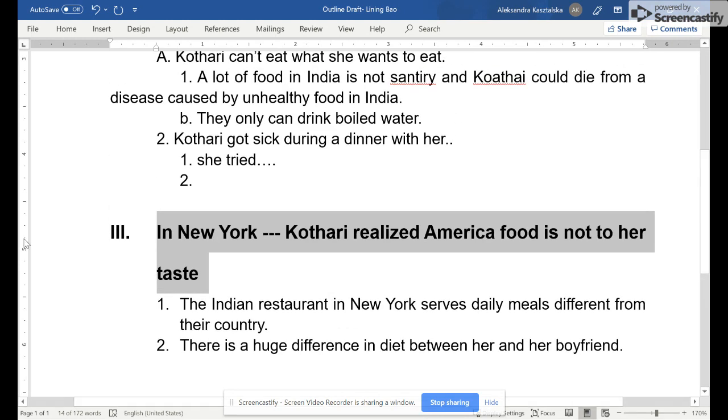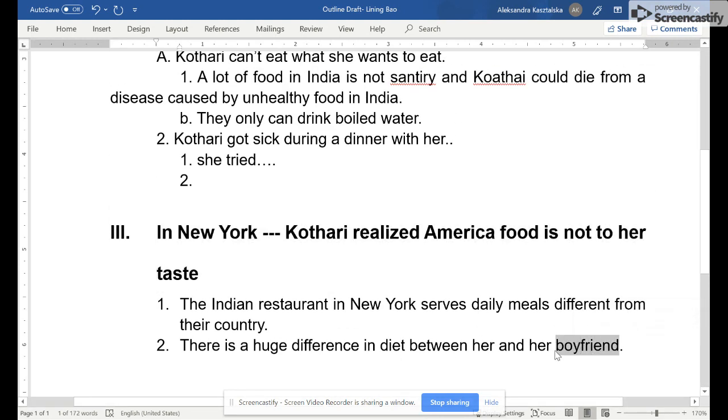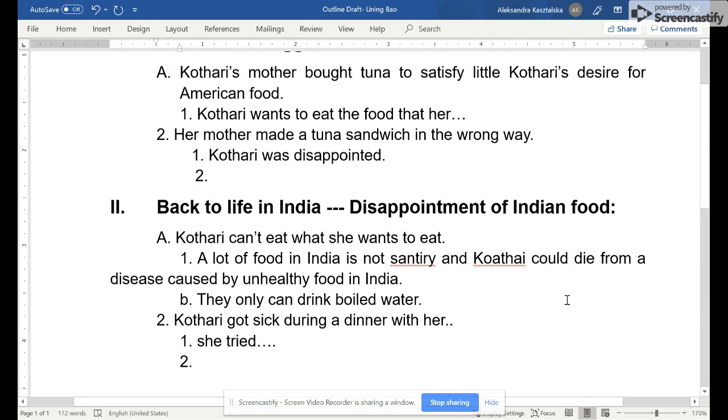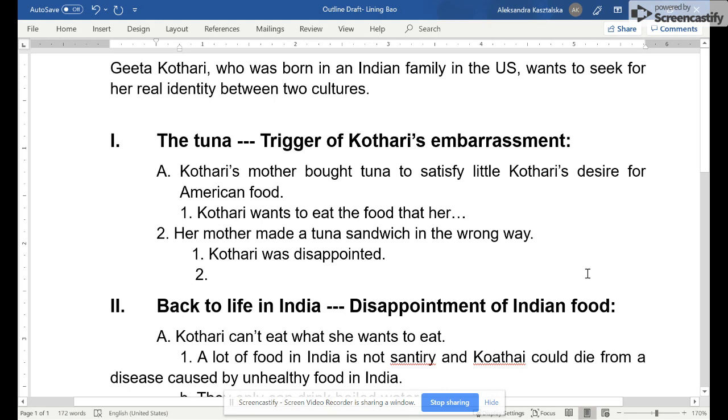Now, I see you have the husband here. So again, give me a little bit more detail, something about the restaurant, something about the husband. What is the difference? Well, she cannot eat meat, but he eats meat. And again, you just need to expand on it now.